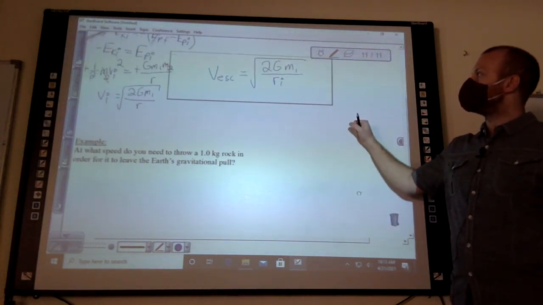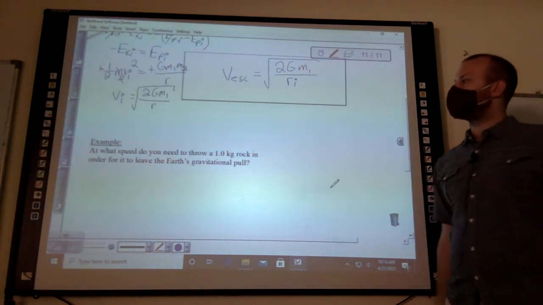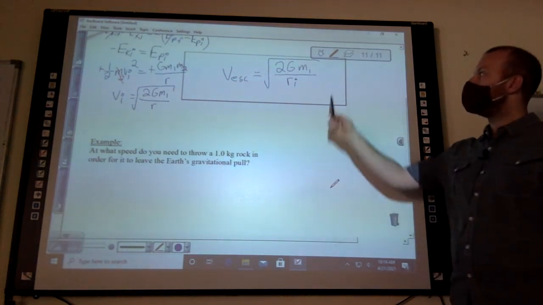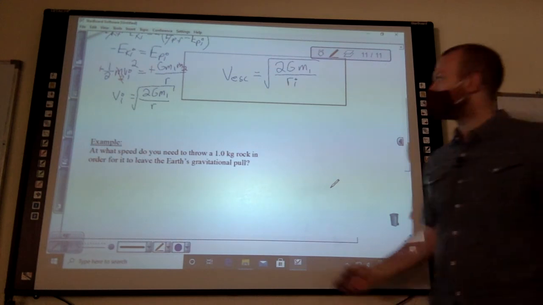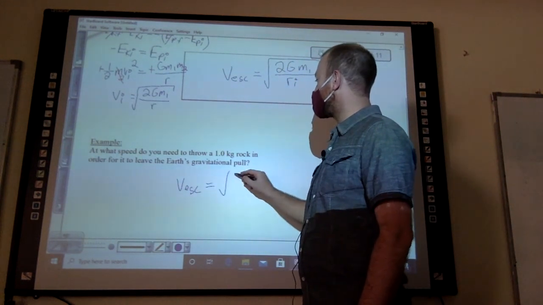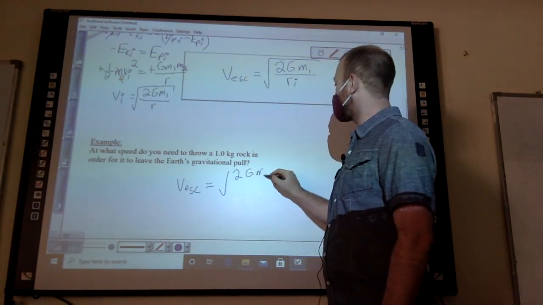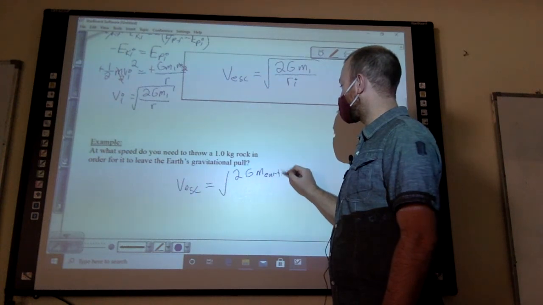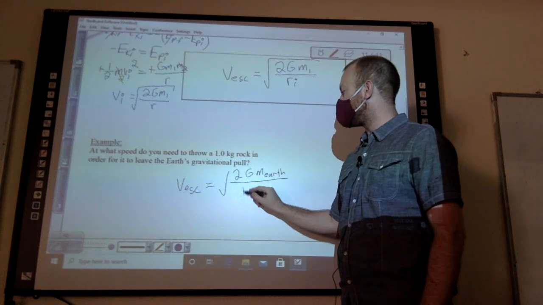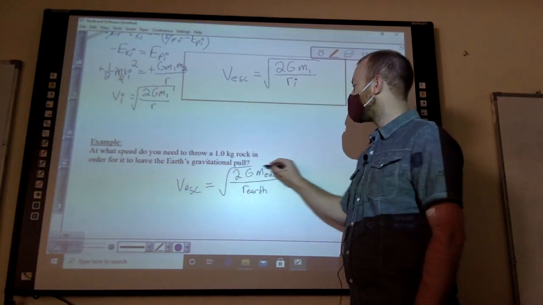So this equation is really easy. So if I give you a question, what speed do you need to throw something to get out of Earth's gravitational pull? You just use this equation. You can put that on your formula sheet, you're good. So V escape is square root of 2 times g times the mass of the planet, which in this case is Earth, over the initial radius. So we're going to assume we're on the surface of the planet because it doesn't tell us anything else.